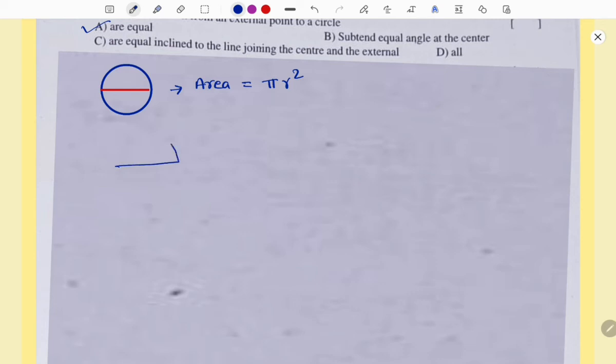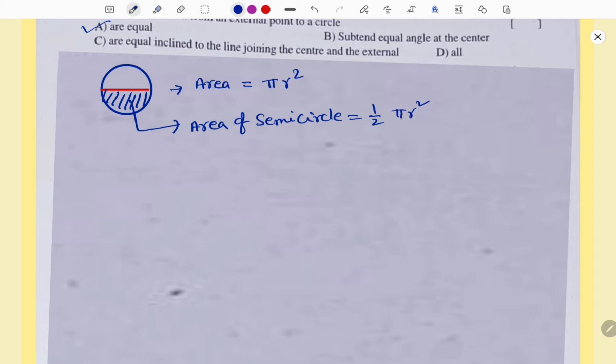This is a semicircle, yes or no? Okay, suppose here again this shaded part is the semicircle. Now what is the area of the semicircle? That is equal to half pi r square. Why? Because it is half of the circle.